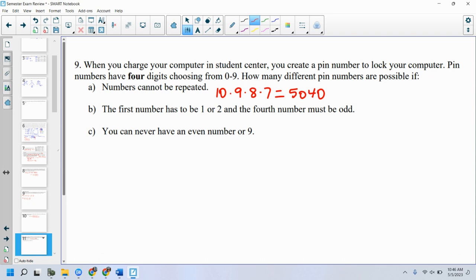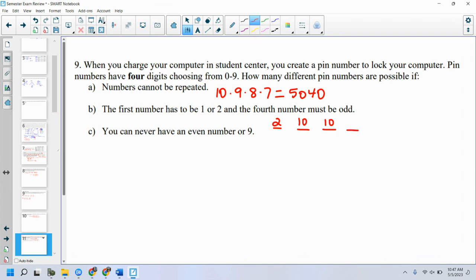The first number has to be a 1 or a 2, and the fourth number must be odd. Okay, so my first digit has to be a 1 or a 2. So there's only 2 options that it could be, right? Are there any stipulations on the second and third? 10, because I'm not making the stipulation that numbers can't be repeated.